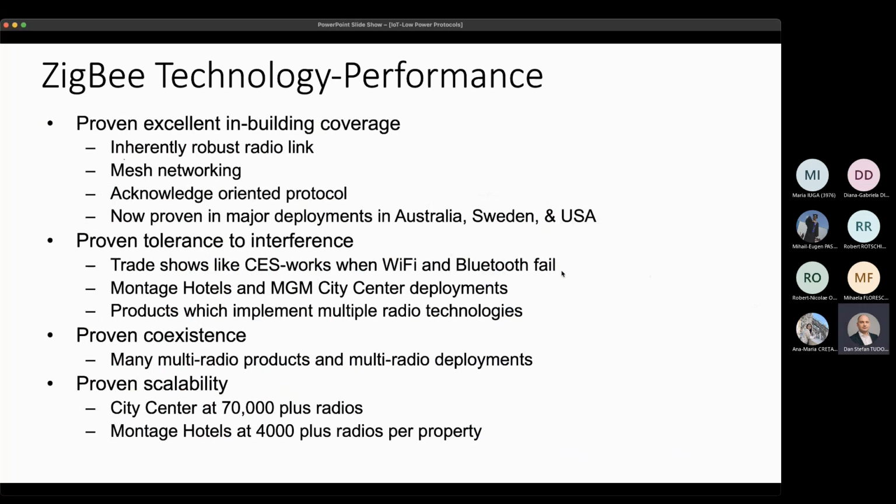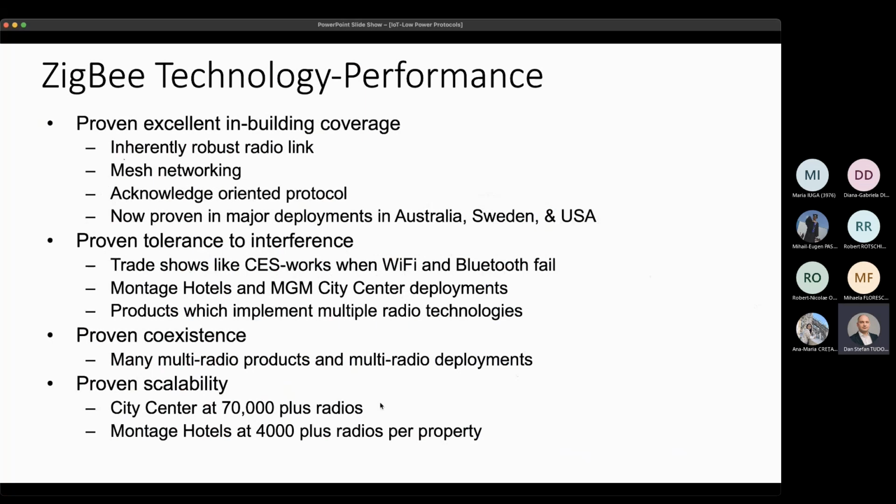It's much more resilient in terms of connectivity. So whenever you have a very crowded radio environment, such as maybe at a big electronics fair, CES, where you have a lot of radio transmitters, all of them trying to connect, Bluetooth and Wi-Fi would fail, but ZigBee would still work. So it's also proven coexistence.